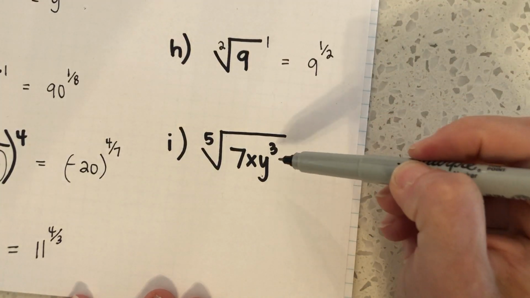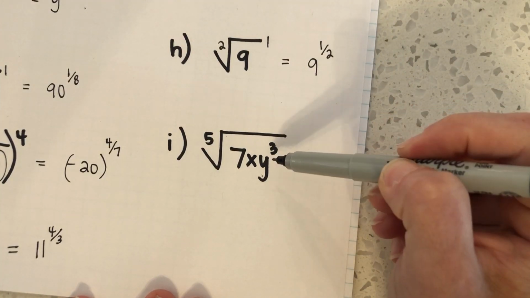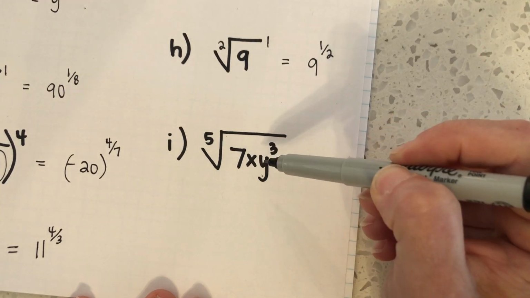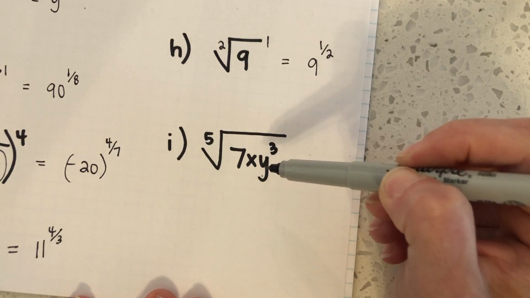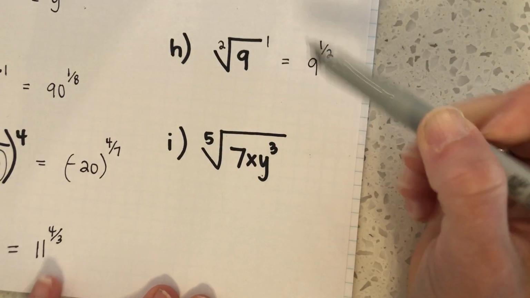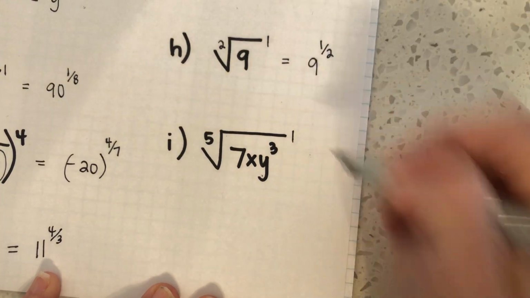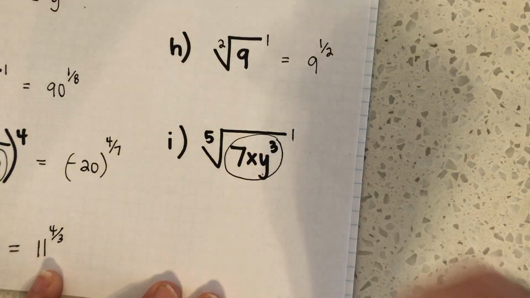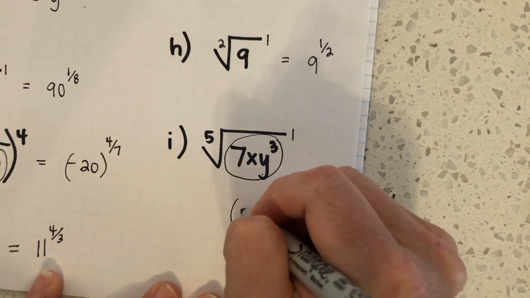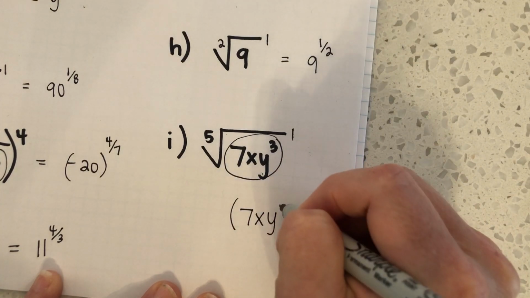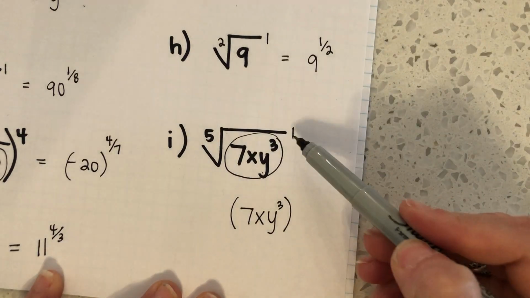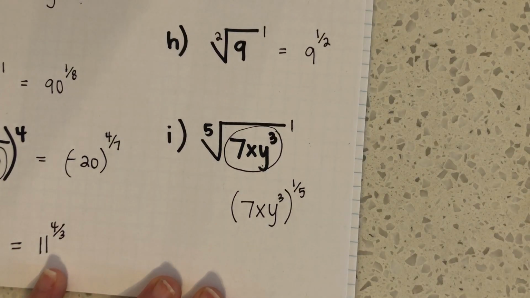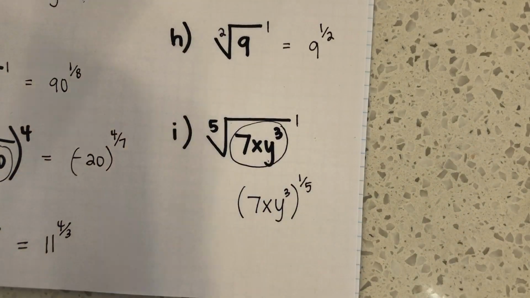All right, and then last, this one's kind of tricky. Look here. You can see that there's a power of 3, but the problem is, is this power of 3 on y, x, and 7, or just the y? He's only on the y. So this whole problem has an assumed power of 1. So take whoever is underneath that radical, and we want all of it, so they all have to get the exponent. So use parentheses, 7x y to the 3rd, and then we're going to raise it to a power over root, 1/5 power. Okay?